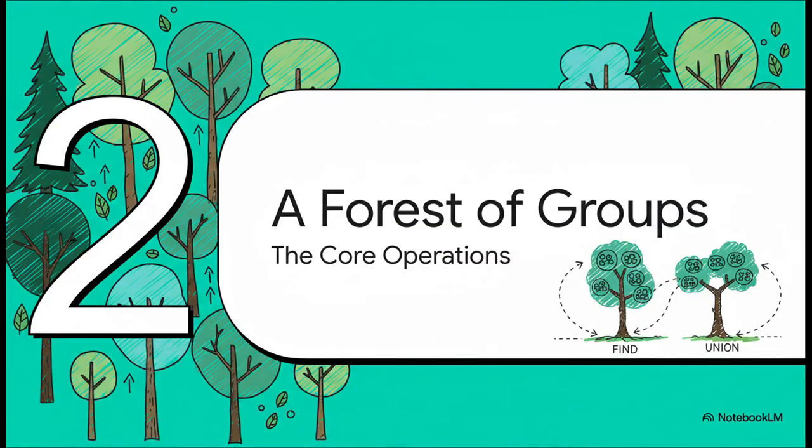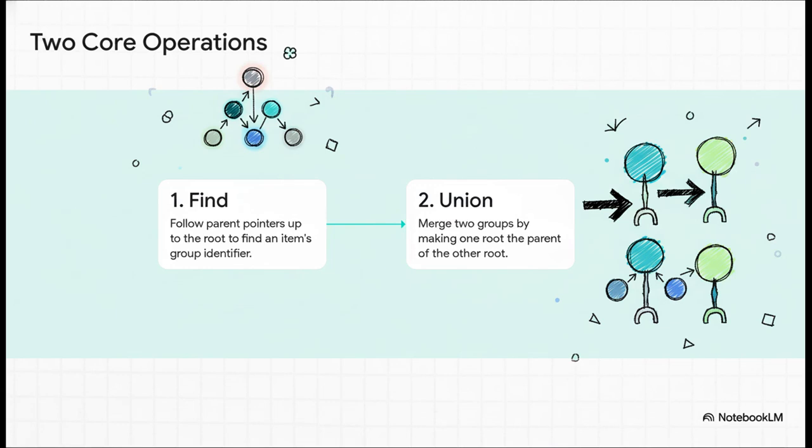Okay, so we've got this forest, right? Now, to actually do anything with it, we only need two main moves, two fundamental operations. First up is find. It's exactly what it sounds like. If you want to know what group an item belongs to, you just start at its node and keep climbing up, following the parent pointers, until you hit the root. That root is the group ID.